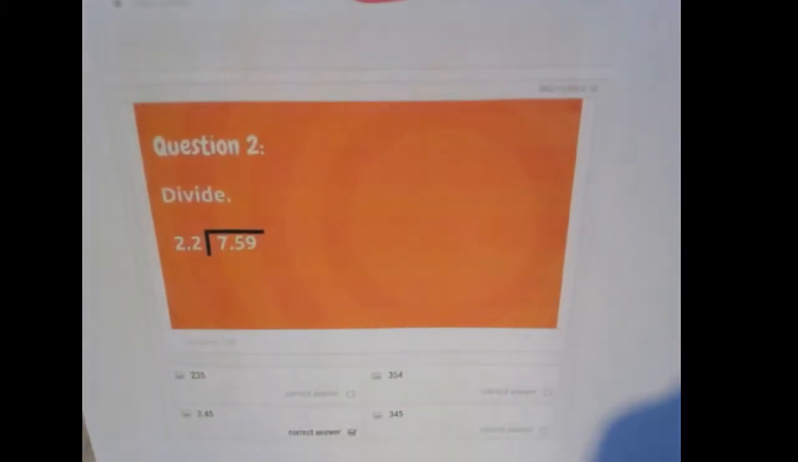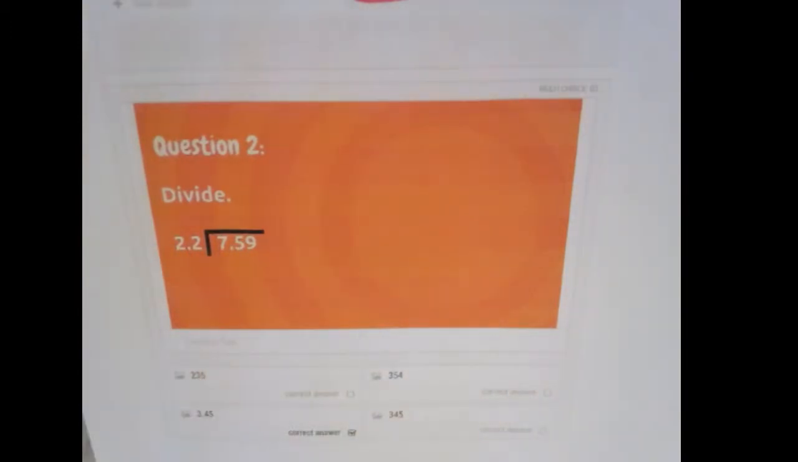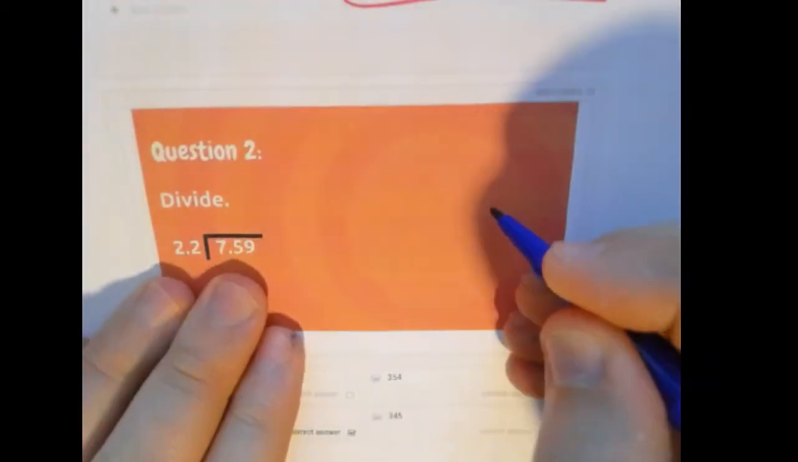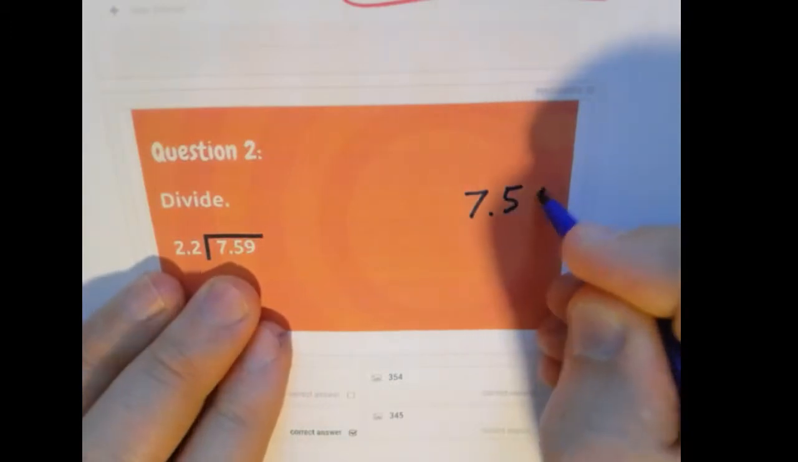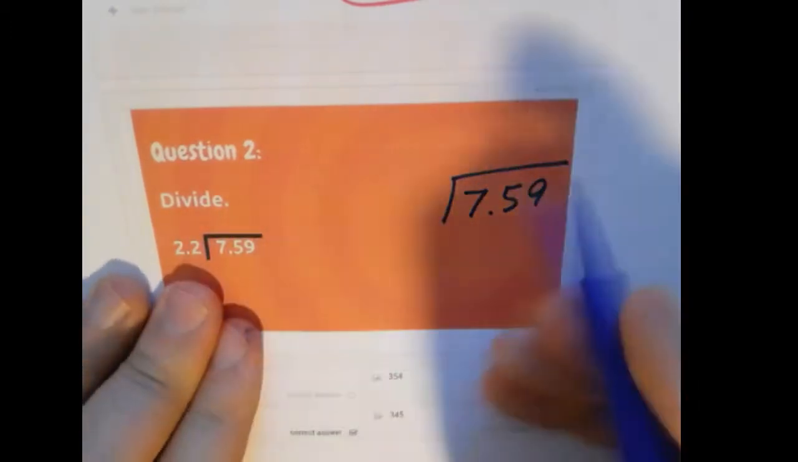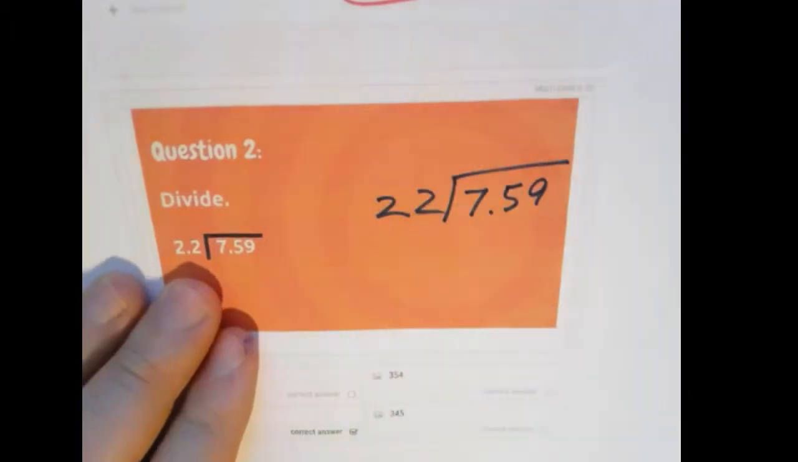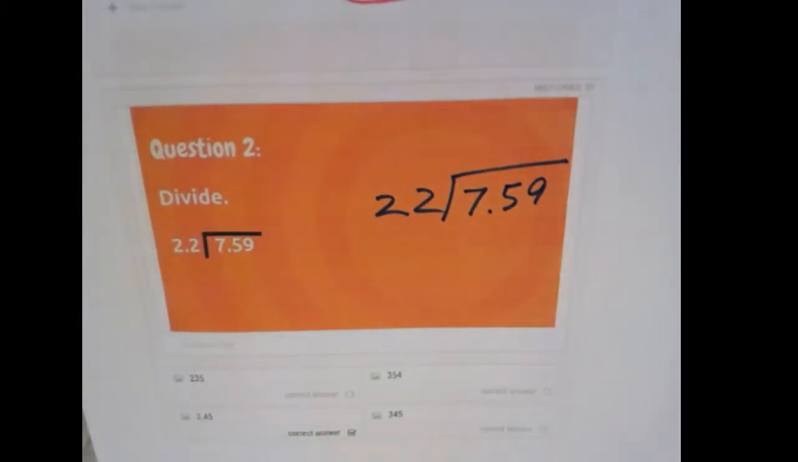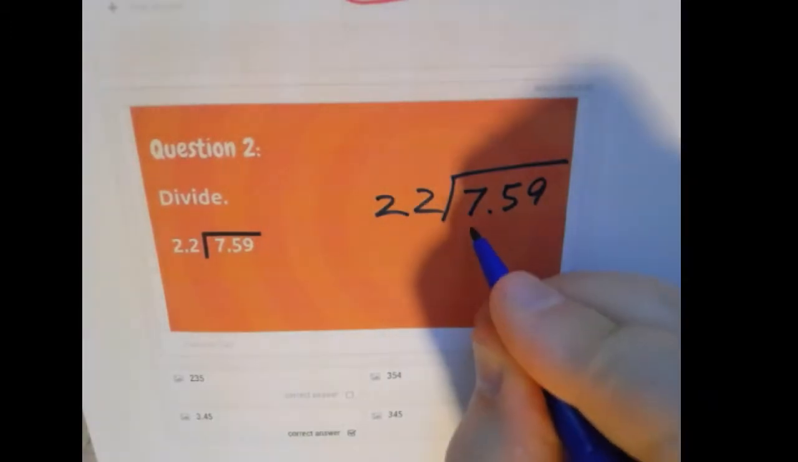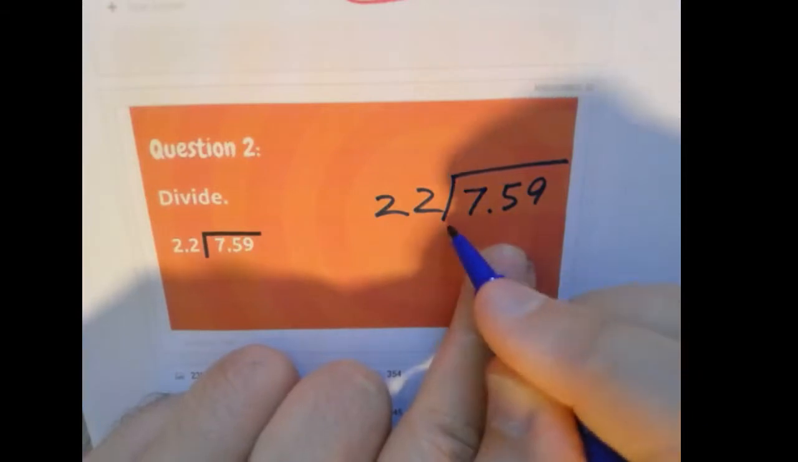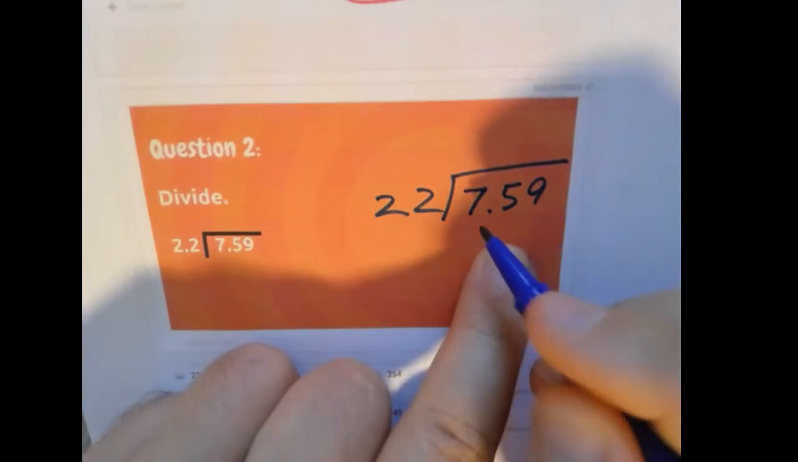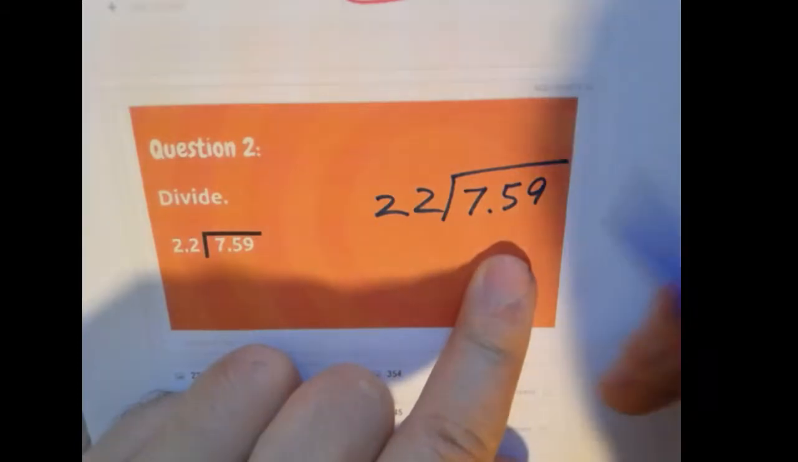Okay, next example. So instead of trying to divide 7.5 by 2.2, let's try this. I'm going to write 7.5 over here, and instead of 2.2, I'll put 22. So then we ask ourselves, how many times does 22 fit into 7? Not at all. How many times does 22 fit into 75? If we look at that as a number 75, that would be 3 times, right?